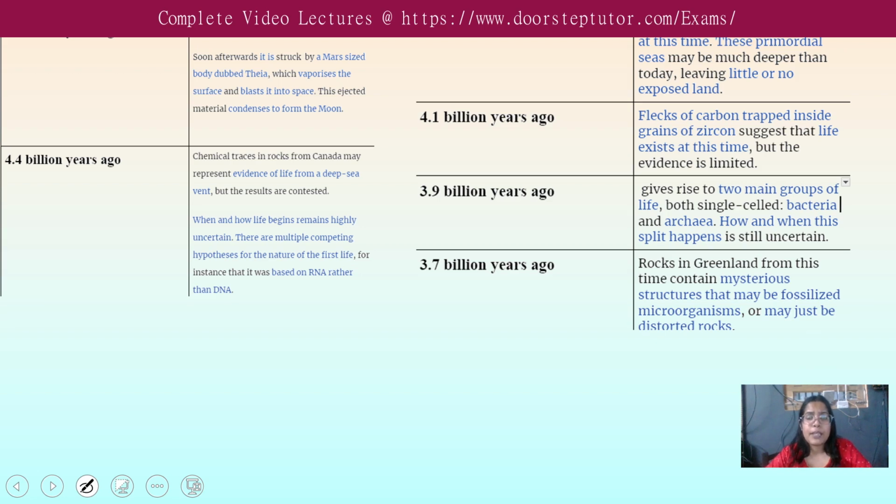Now I have kept a question mark here. 4.2 means the primordial sea development. Now, did these primordial seas lead to the development of other types of organisms? No. The answer is no, but they led to the development of organic molecules. Now 4.1 billion years ago, it's all about life, where carbon was trapped inside the grain of zircon; cellular life existed at that time.